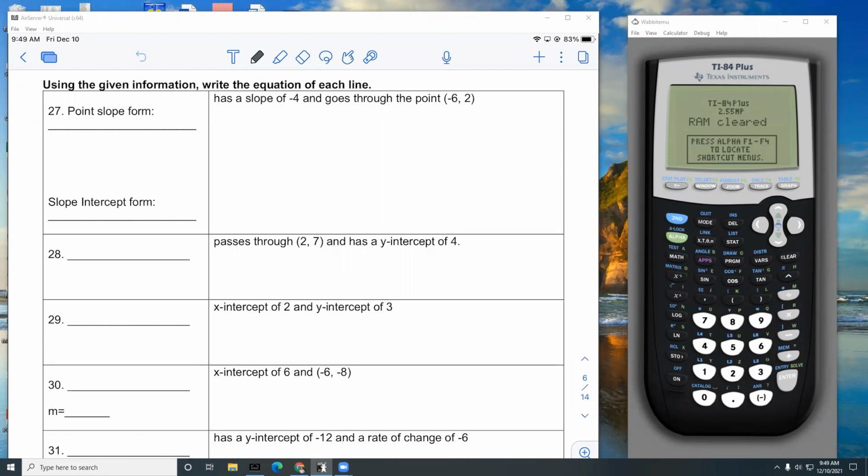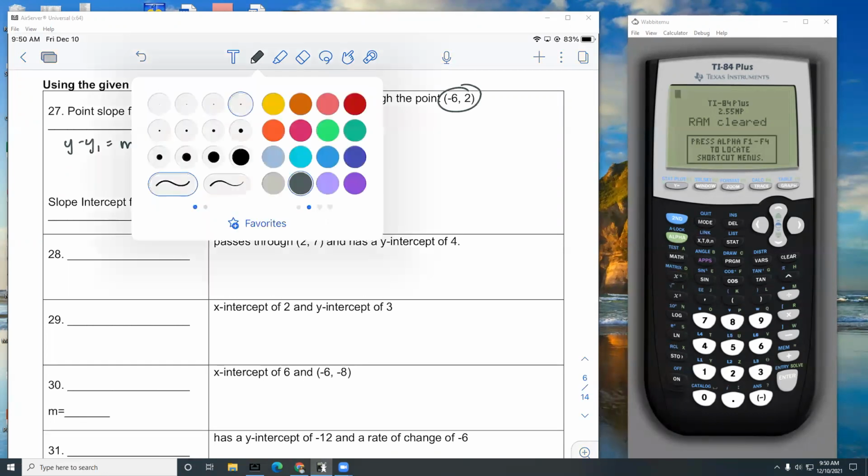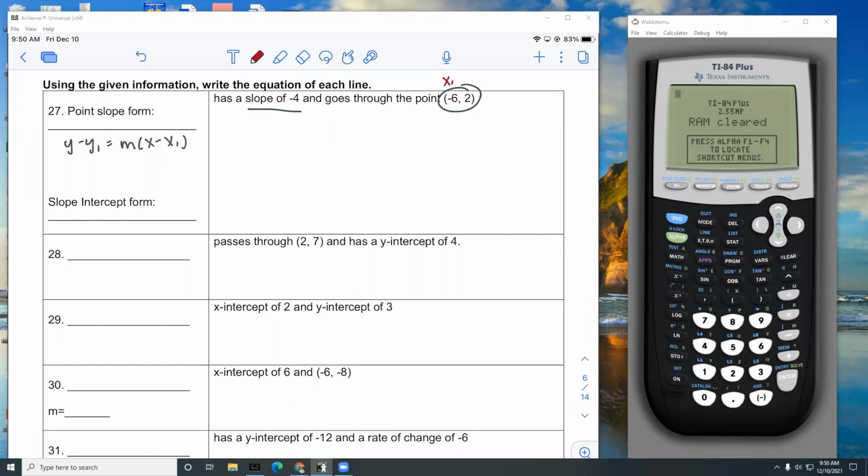So I notice already they give me a slope and they give me a point. So I'm going to put it in that point slope form. That's y minus y1 equals m times x minus x1. All right, where the point that they give me, -6 is going to be my x1, 2 is going to be my y1. And my slope, my m, is -4. So writing that out, I'm going to say y minus 2 equals -4 times x, and I see a minus -6, so minus and a negative becomes a plus. So where it says point slope form, I'm going to write that out. Y minus 2 equals -4 times x plus 6.